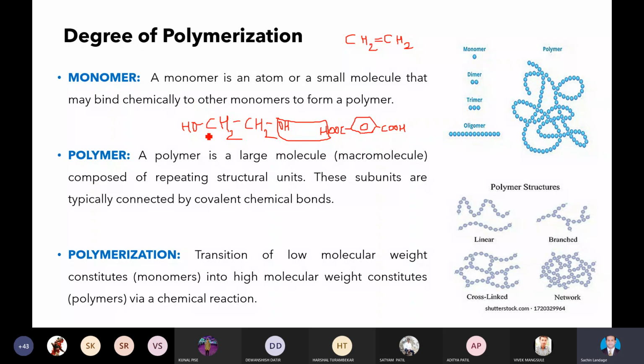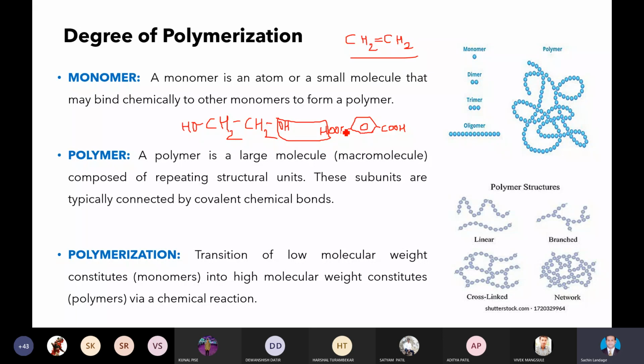So monoethylene glycol and terephthalic acid are nothing but the monomers. These monomers will undergo the polymerization reaction. As I told you, ethylene will undergo addition polymerization, and monoethylene glycol and terephthalic acid will undergo condensation polymerization.